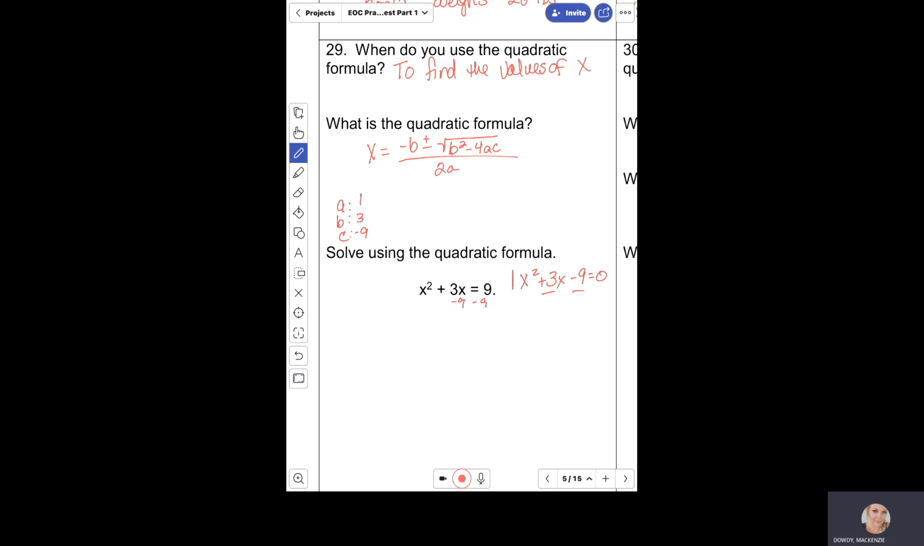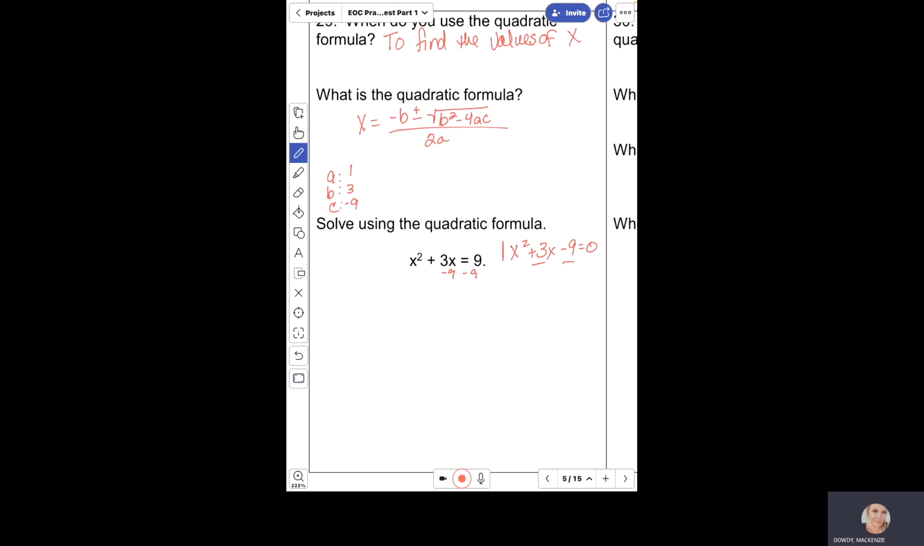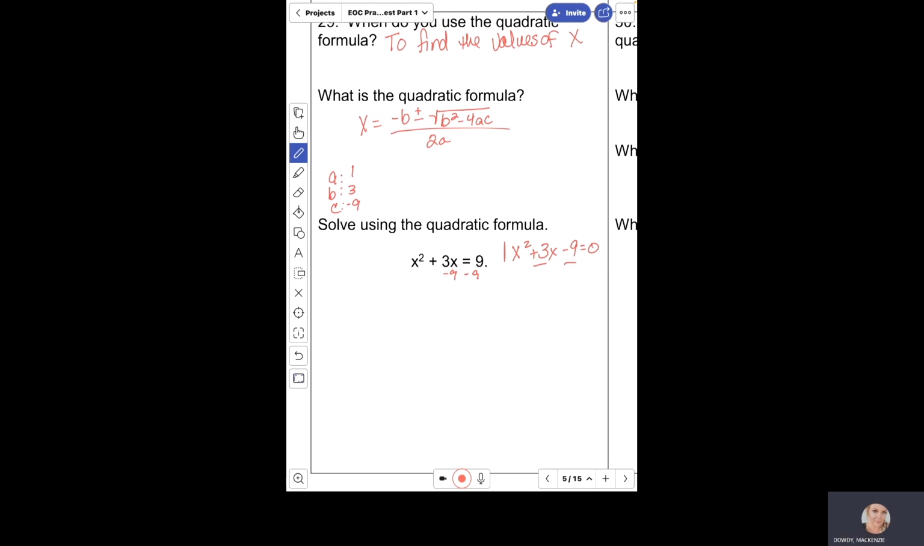So we are going to plug those numbers into the quadratic formula and solve. So we have x equals negative b, but instead of b, I'm going to put 3, plus or minus the square root of b squared, but instead of b, I'm going to put 3, minus 4 times the value of a, which is 1, times the value of c, which is negative 9.